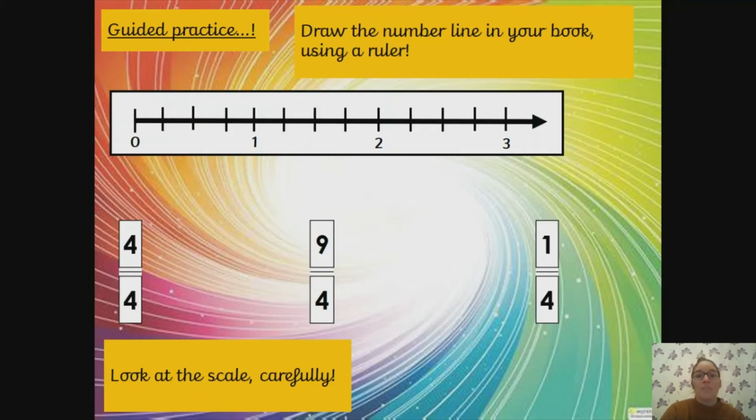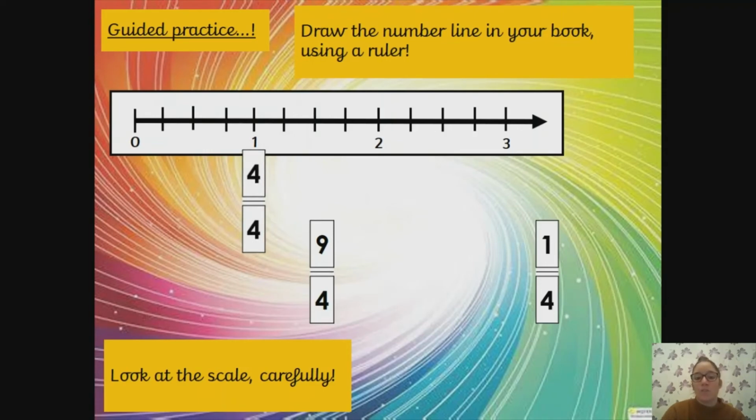Okay, so hopefully you've got a really lovely neat timeline drawn in your books. So let's start with the first one then. 4 out of 4, 4 divided by 4, or 4/4. We can say each of those ways. Where is it going to go? Hopefully you'd remember that 4/4 is the same as 1 whole, so we are going to put that under our 1.